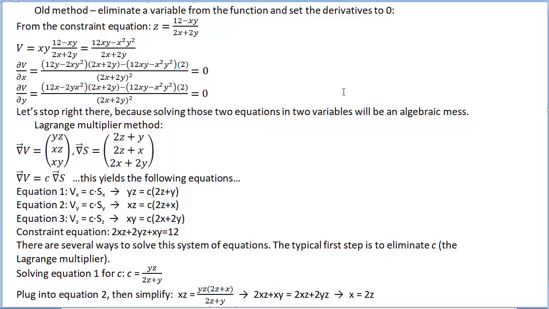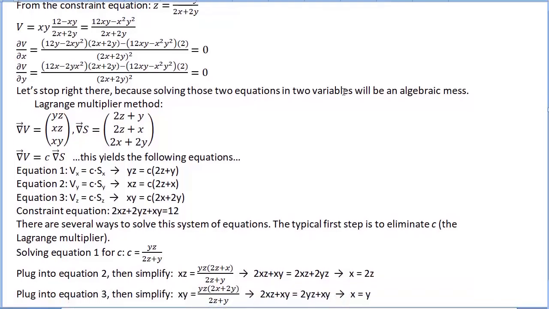Next, we eliminate c from equation 3. Plug that in. You get xy equals yz times (2x plus 2y) over (2z plus y). Solve that. Cross multiply, multiply out, cancel and simplify, and you wind up with the very simple x equals y.